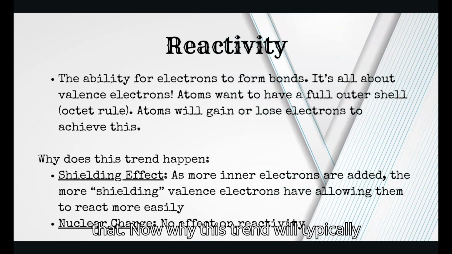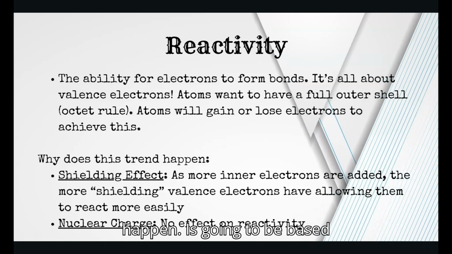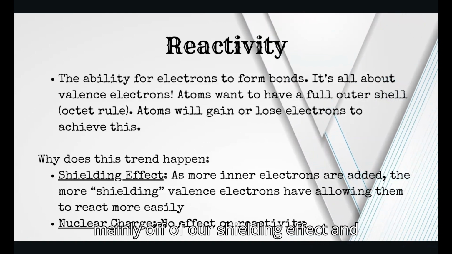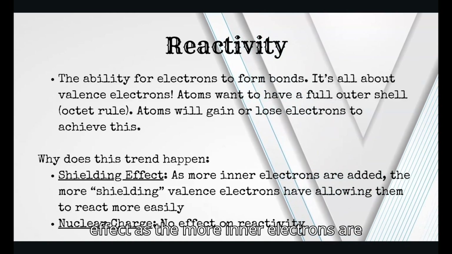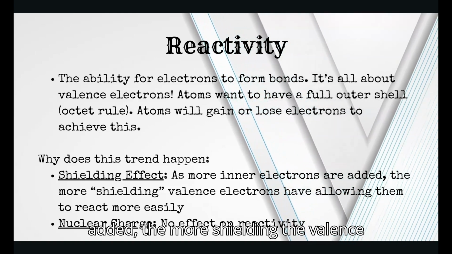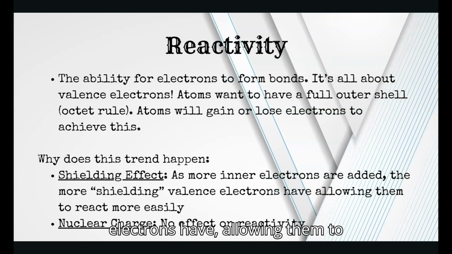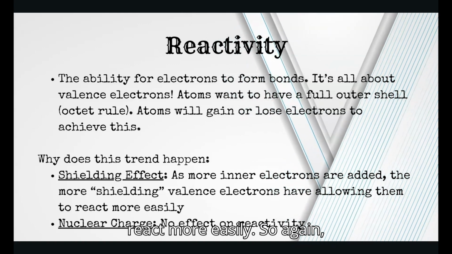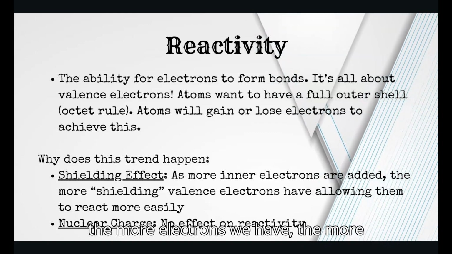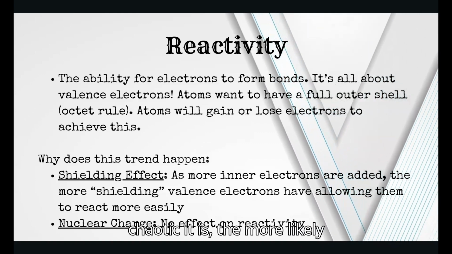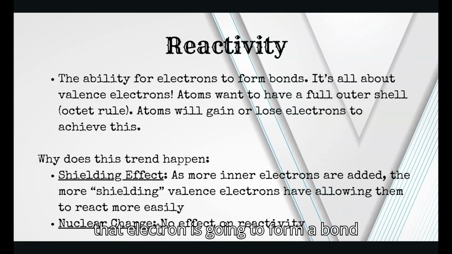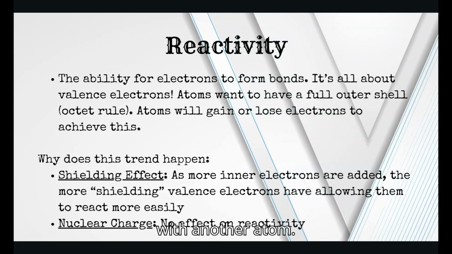Now, why this trend will typically happen is going to be based mainly off of our shielding effect and our valence electrons. Our shielding effect, as the more inner electrons are added, the more shielding the valence electrons have, allowing them to react more easily. So again, the more electrons we have, the more chaotic it is, the more likely that electron is going to form a bond with another atom.